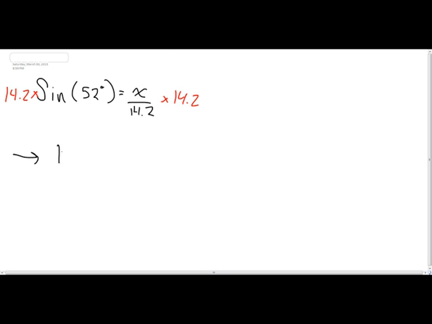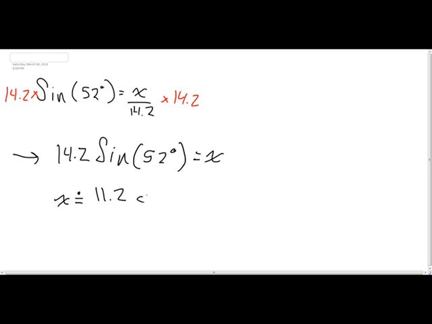This is going to give us 14.2 times the sine of 52 degrees is exactly equal to our value x. Now what we might want to do is find out what x is, let's say, to one decimal place. We're going to use our approximation symbol here. So if we type this into our calculator, to one decimal place of accuracy, we get 11.2. And because the 14.2 is given in centimeters, this length here will also be given in centimeters.